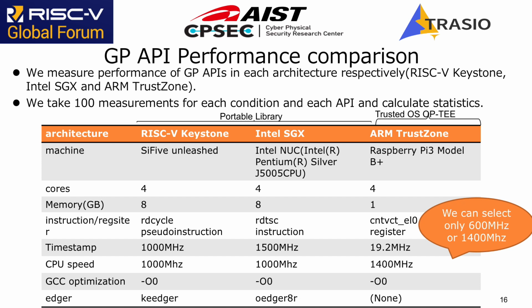We try to make the same conditions as much as possible, but in Raspberry Pi 3, CPU speed can be selected only as 600 MHz or 1400 MHz, so we chose the bigger one. In performance measurements, we use a timer instruction for each architecture internally, so we get the results in cycles. For example, RISC-V Keystone uses the rdcycle pseudo instruction, Intel SGX the RDTSC instruction, and OP-TEE uses the CNTVCT_EL0 register. We need to compare the results fairly, but the timestamp frequency in each architecture is different, so we also transform from cycle counts to microseconds. The last condition is that we take 100 measurements for each condition and each API and calculate statistics.